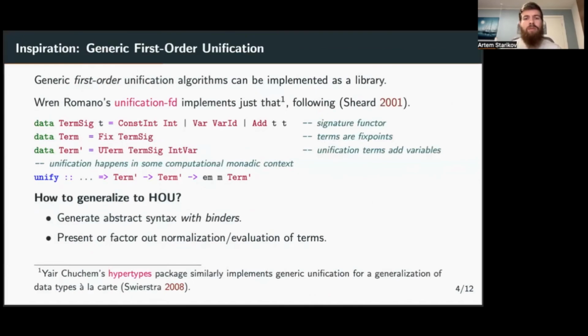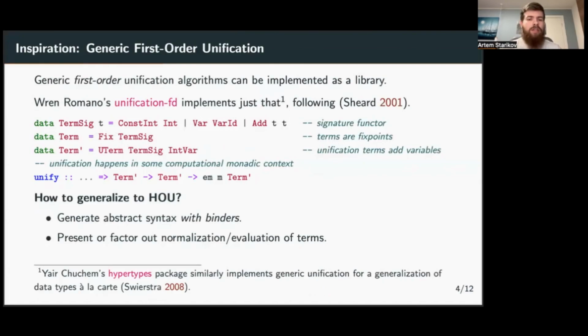One of the main inspirations for our project are generic libraries for first-order unification. In particular, the unification-fd package implements such a library, which follows Tim Sheard's functional pearl. In this library, syntax of terms is generated from a signature. It is a non-recursive data type which specifies possible syntactic constructions of the object language. Terms in this object language can then be recovered by taking a fixed point of the signature. Syntax for unification terms is generated similarly by injecting unification variables into the object language. Unification is then implemented in a generic function, parameterizing over the signature.